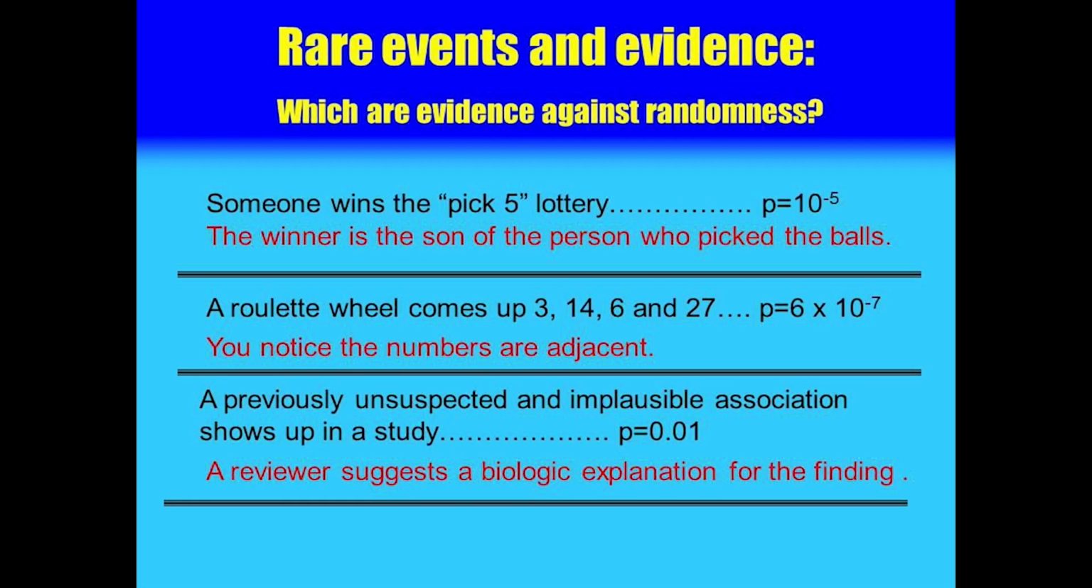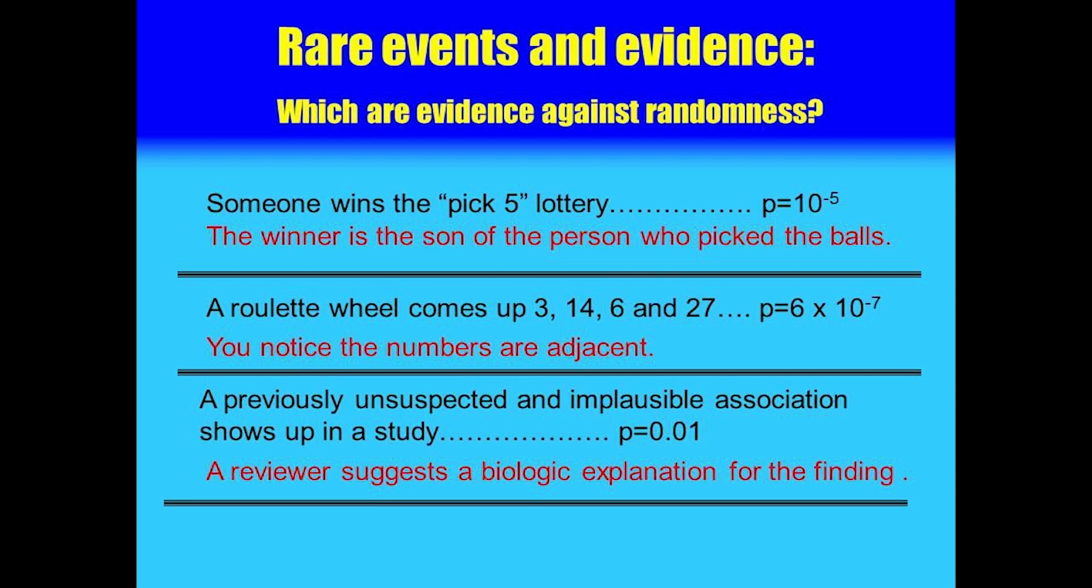A roulette wheel comes up. I could have listed any 4 numbers here. The p-value for that is 6 times 10 to the minus 7th. Very rare. Very rare. Does it mean anything? No, because you have to get 4 numbers.